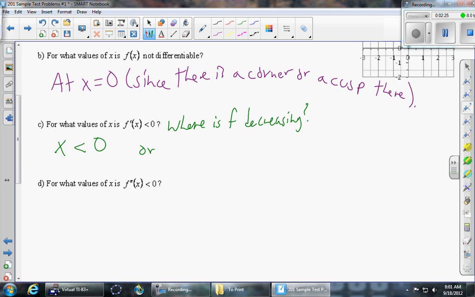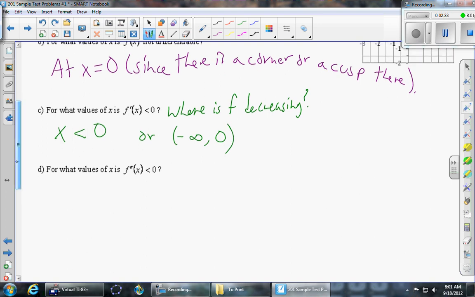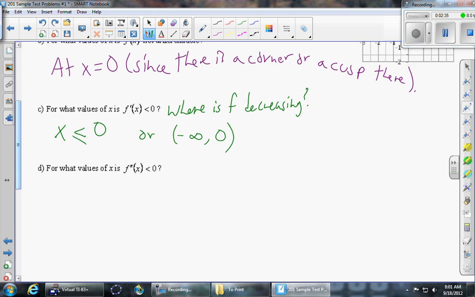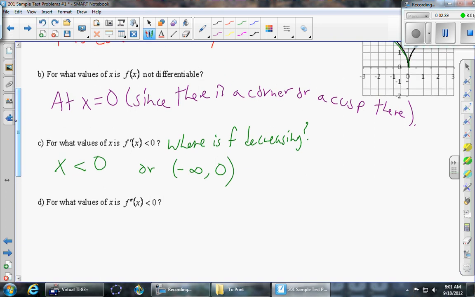And if you wanted to write that in interval notation, you would say from minus infinity up to 0. And I'm putting parentheses there instead of the closed bracket. And I also didn't put less than or equal to. I just put less than. Again, because of our answer in part B. The function is not differentiable at x equals 0. So I don't want to say that the derivative is negative. This is simply not true at x equals 0 because the derivative doesn't even exist at x equals 0.